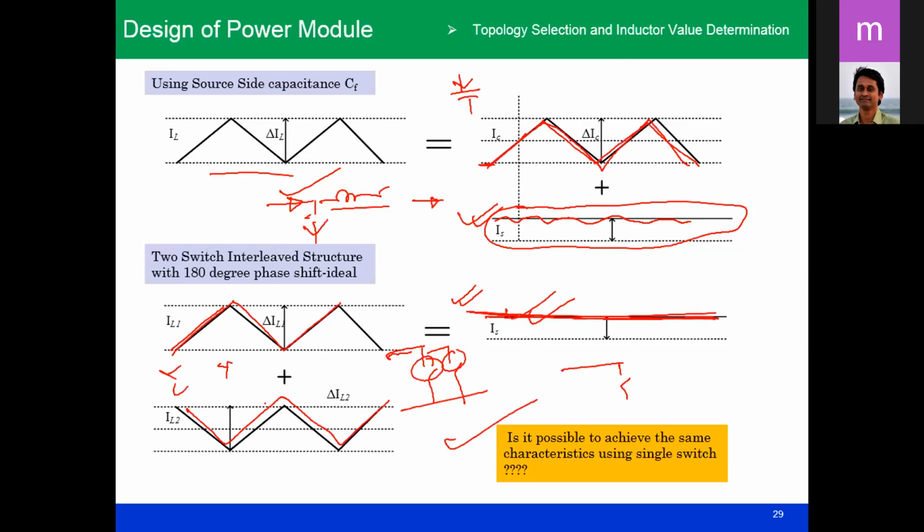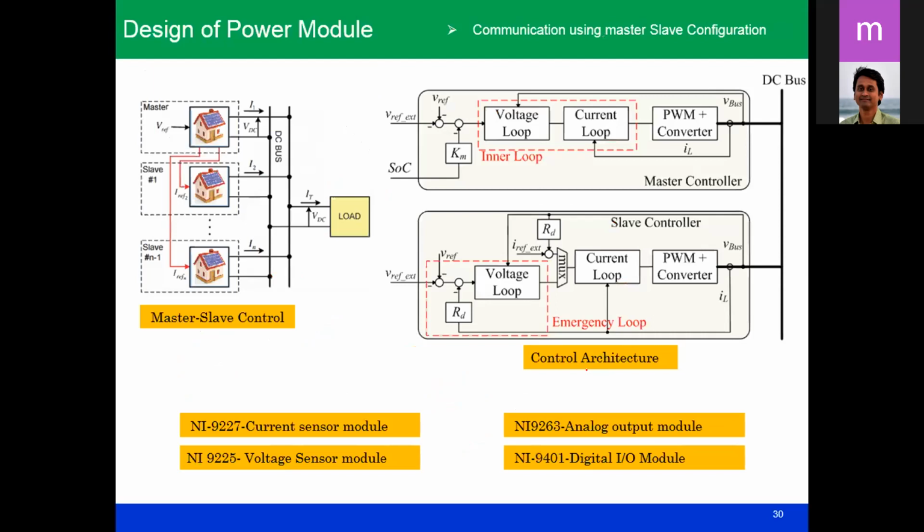It is a great problem: how can we design a single-switch topology where your input current is fixed and steady, and you have both inductor currents? The network has to be found so that you can have a 180 degree phase shift, or interleaving structure, between these two, and your source current will be the steady one.